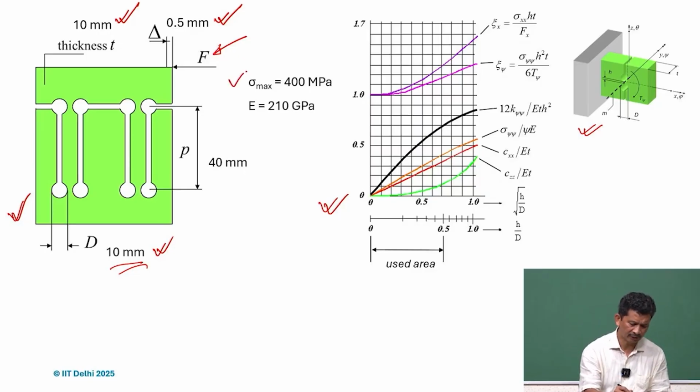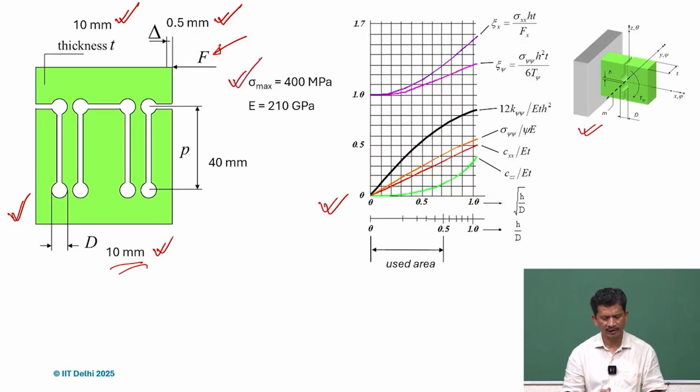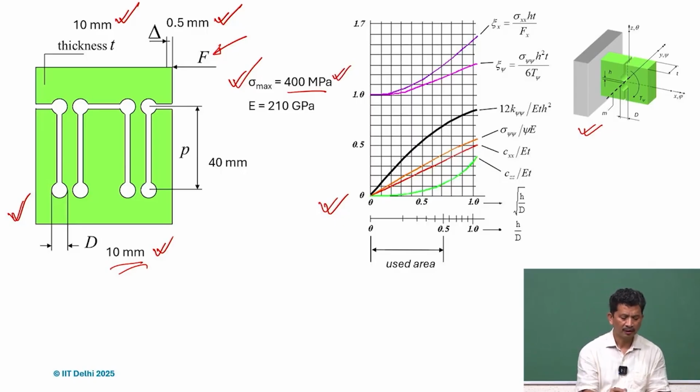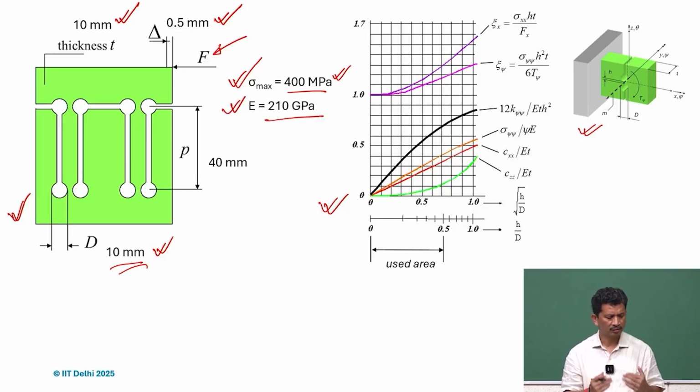So for a given material, suppose that sigma max is given. So what is the allowable stress level, considering all the safety factors and stress concentration? Suppose this number is given as 400 MPa, that is the sigma allowable, and the E value is 210 GPa. Then how do we arrive at h, what should be the thickness?